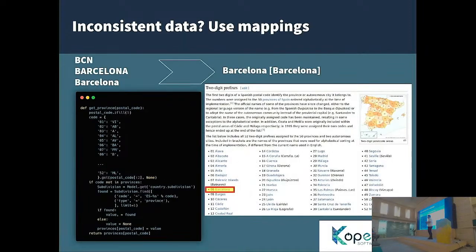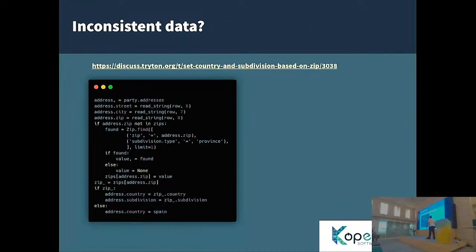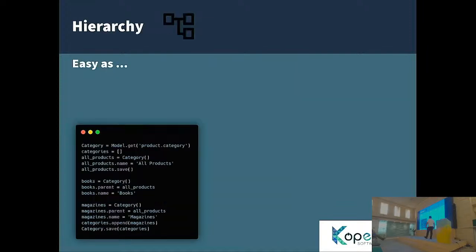Another option, at least for Spain, and I don't know if it's in other countries: when you make a search in the postal code model, you can search by the postal code field, and you can filter to show only subdivision type province. You can find by a postal code your subdivisions and also your country. So two things loaded in one time. With Proteus, you can also use hierarchy.